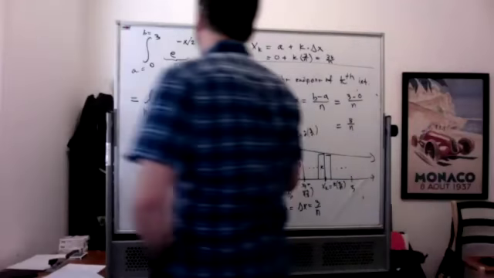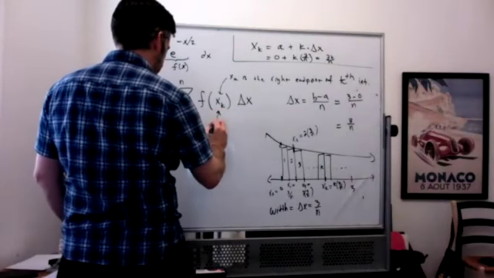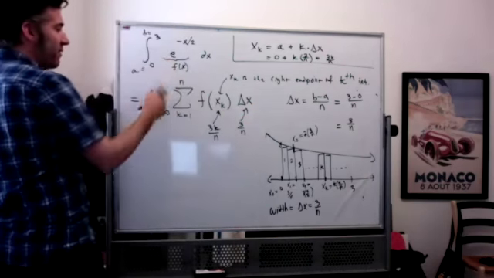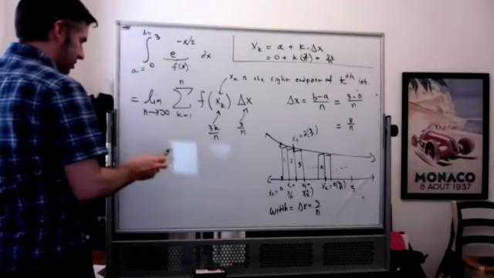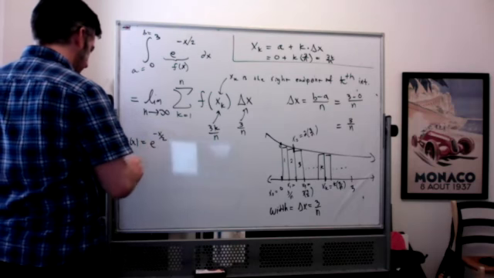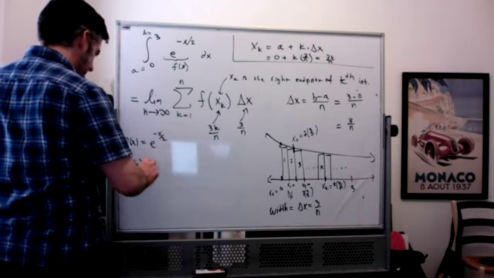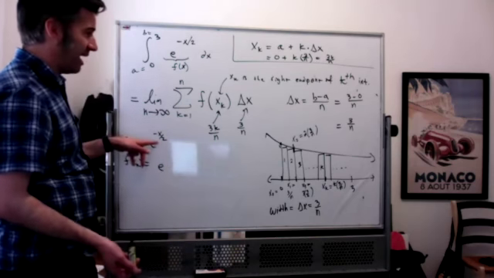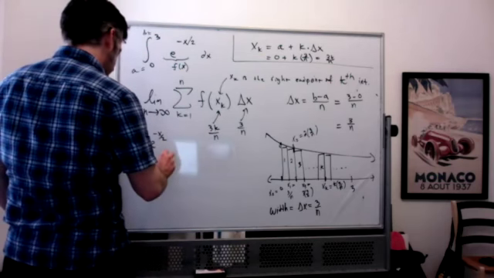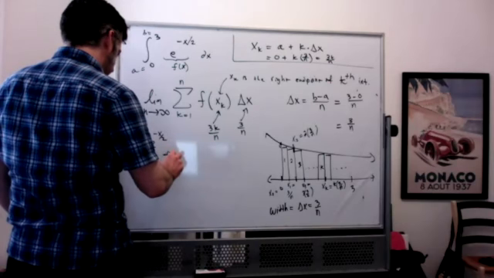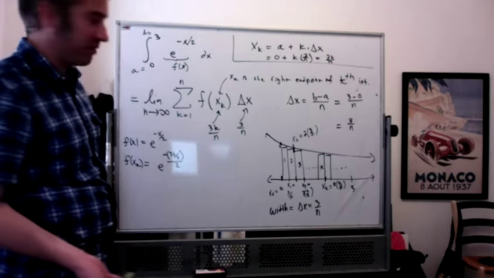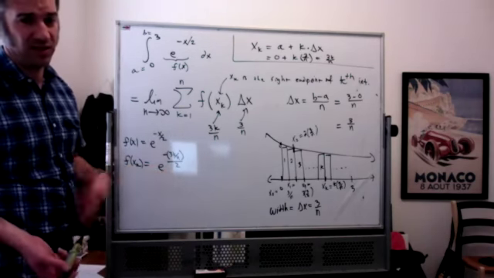So here's what's going to happen. X sub k is 3k over n. Delta x is 3 over n. And f of x is e to the negative x over 2. So this is kind of the important part. F of x sub k is e to the, we have to replace x with x sub k, which is 3k over n. So it's e to the negative 3k over n over 2, which I know is a little unwieldy, but that's what we've got. You could simplify that if you really wanted to, but I don't think that's the point.